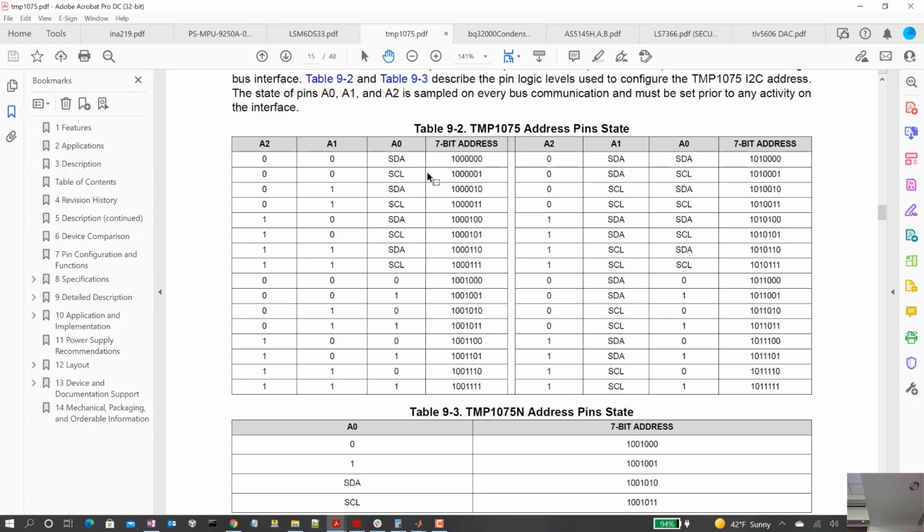If they were all the same address, you couldn't put 2 chips on your I2C bus. Anyway, kind of neat to see there. So that's a property of this chip. Okay, great. So there's one that kind of conformed to our format. Let's see, I think I have one more here. No, I have 2 more, that's right.